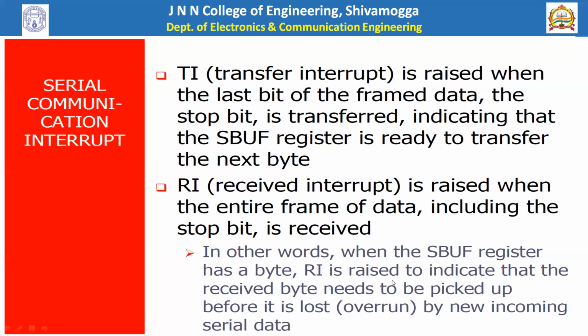So TI is the transfer interrupt, RI is the receive interrupt, which are used in serial communication. TI is used whenever the last bit of the framed data is transferred, indicating that the SBUF register is ready to transfer the next byte. RI is used when the entire frame of the data, including the stop bit, is received, so that the serial buffer is full and has to be emptied by a program before it is overwritten by new incoming serial data.